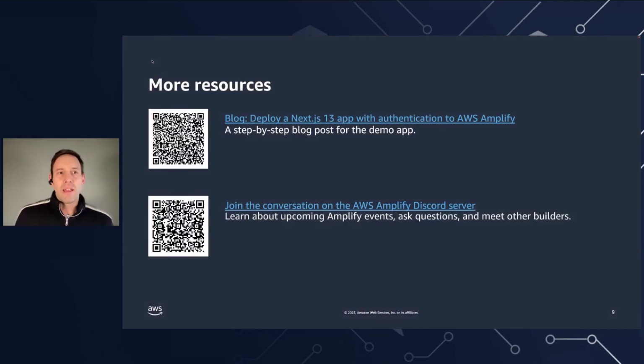The QR code here will deploy a Next.js 13 app with authentication to AWS Amplify. The URL in that QR code will go through the demo that we've been through today, so you can try it out for yourself. And if you have any questions or want to connect with the team or other users, then we have a Discord server, and you can scan the QR code for that to connect, ask questions, and find out about events.